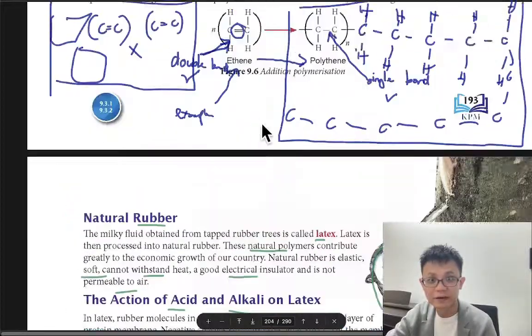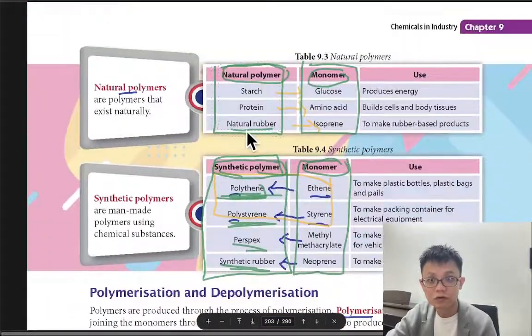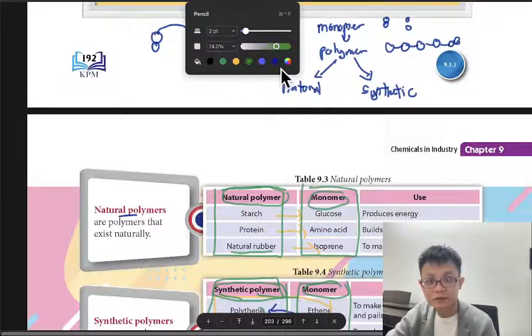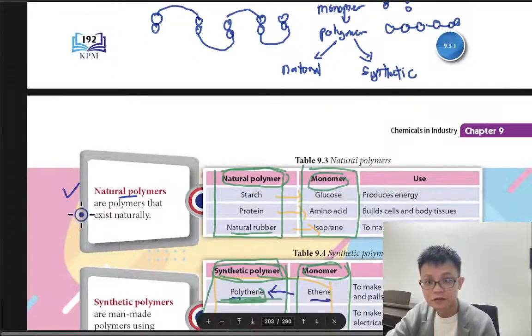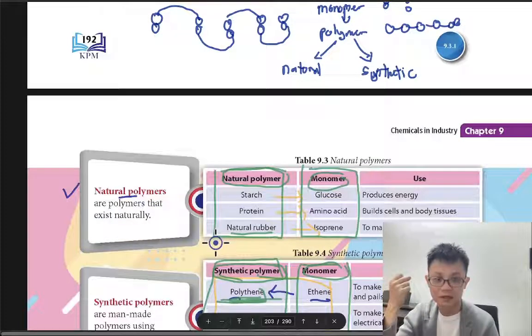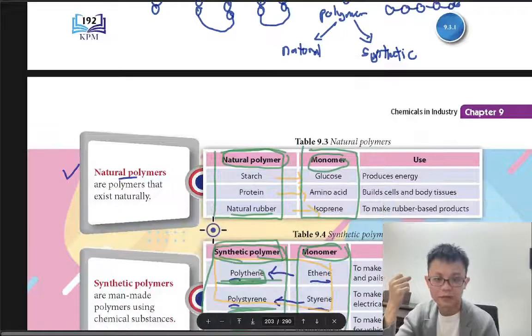Okay, so rubber is divided into two, where there is natural rubber and synthetic rubber. Of course natural rubber is very natural. You just take from tree, and if you know the periodic table, there's just a certain compound in it like starch, protein, or natural rubber.